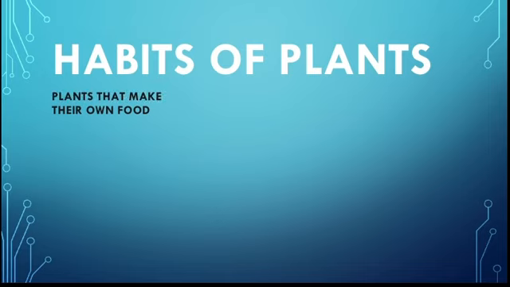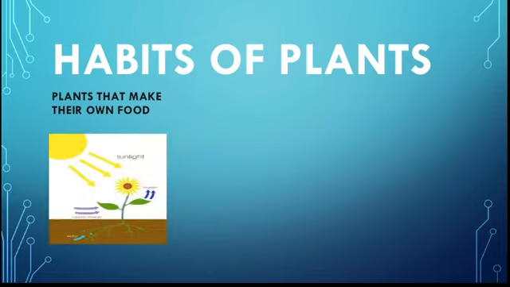Plants that make their own food. Most green plants make their own food. They absorb water and nutrients from the soil with the help of the roots. Leaves produce food by combining carbon dioxide and water using energy from sunlight.